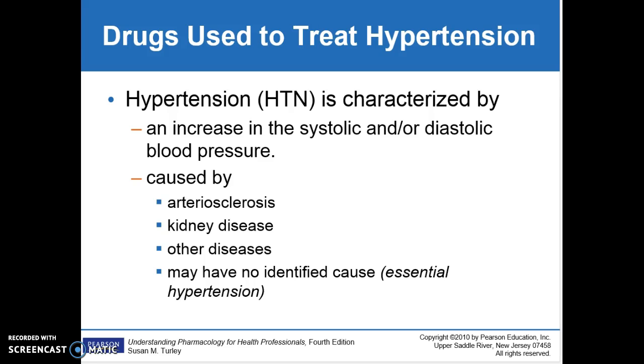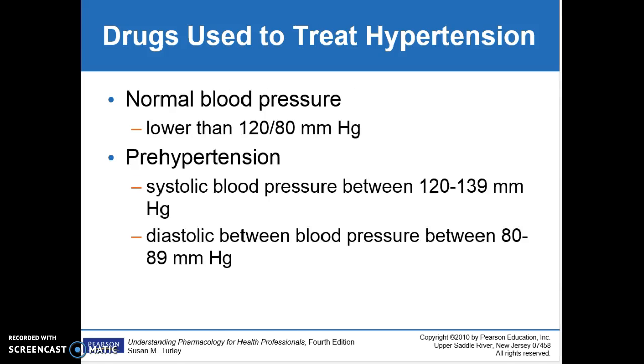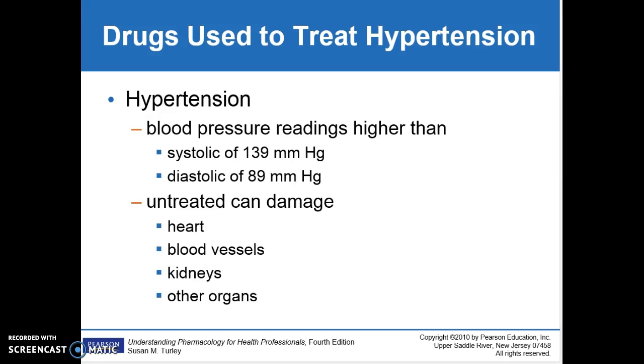Now, blood pressure is considered normal if it's lower than 120/80. So the idea is we want to keep those numbers within specific ranges. So if we've got the top number between 120 and 139, or if we have the bottom number between 80 and 89, that's considered pre-hypertension. So that means that's someone who is at danger for having high blood pressure. So these are just some of the reasons why we want to start treating hypertension because it's going to cause damage to your heart, your blood vessels, kidneys, other organs, things like that.